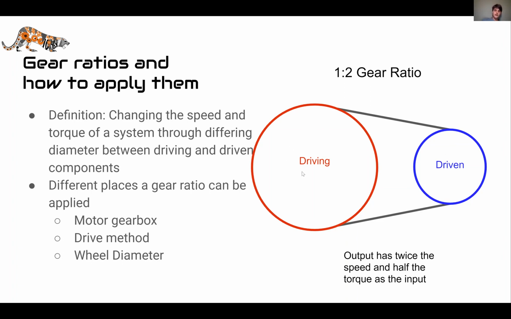And again, this can be accomplished through a whole bunch of different ways. And even when you're just direct drive a robot, you also still get a gear ratio from the size of your wheels, and that will be something that you'll have to take into account.